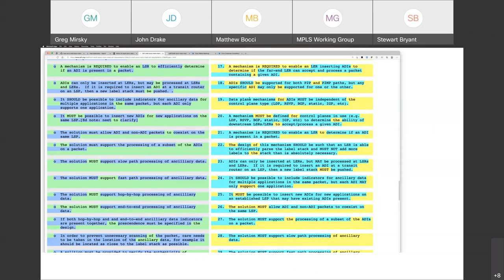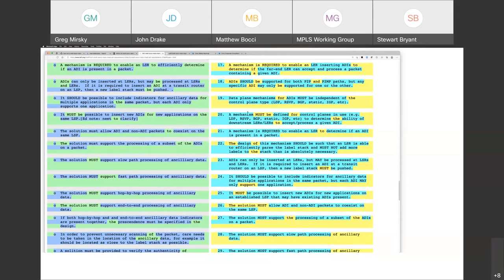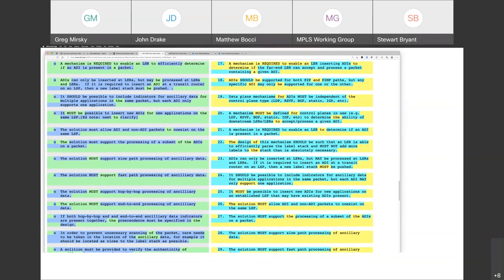So we're on 19, I think. 19. So 19, data plane mechanisms must be independent of the control plane type. Everyone okay with that? Yeah. 20 then?